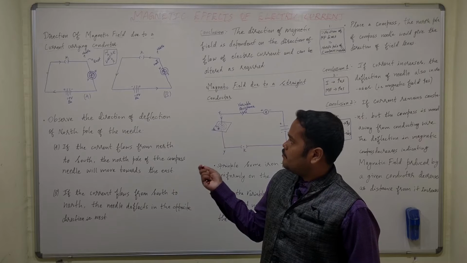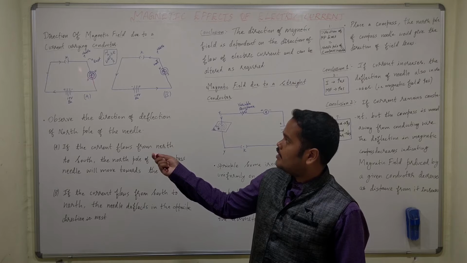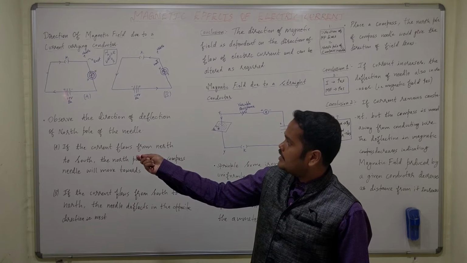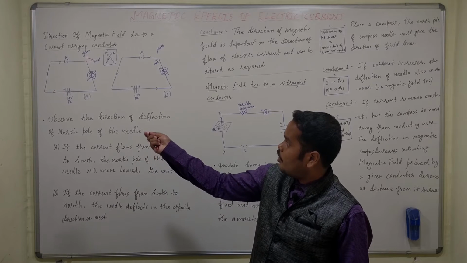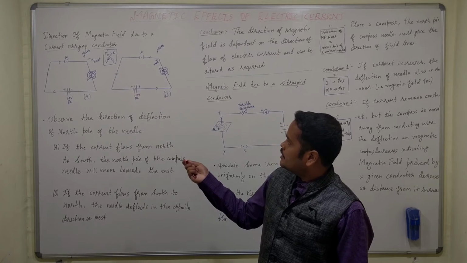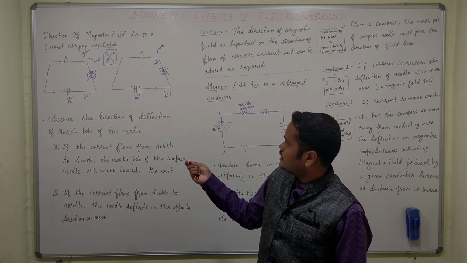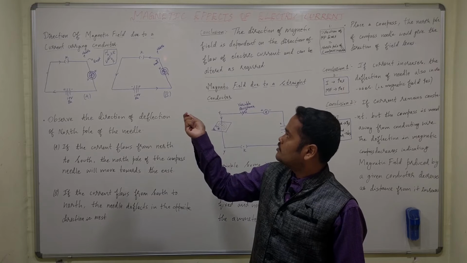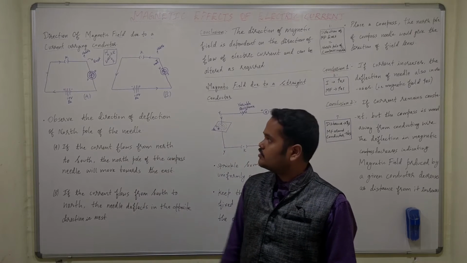In figure A and B, you can notice a battery, a magnetic compass and a key. In figure A, the battery positive is on the left side and the current is flowing from north to south. In figure B, the negative of the battery is on the left side and the positive is on the right side. So the current is flowing from south to north. The direction of the current is reversed in both cases.